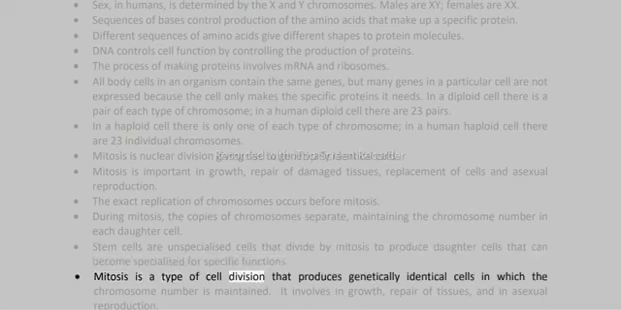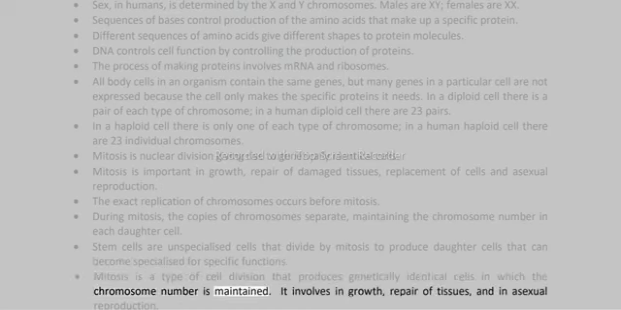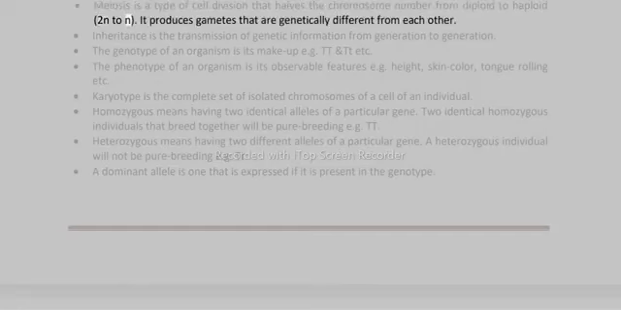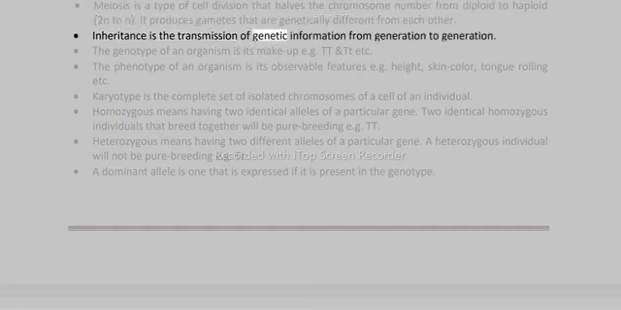Mitosis is a type of cell division that produces genetically identical cells in which the chromosome number is maintained. It is involved in growth, repair of tissues, and in asexual reproduction. Meiosis is a type of cell division that halves the chromosome number from diploid to haploid, 2n to n. It produces gametes that are genetically different from each other. Inheritance is the transmission of genetic information from generation to generation.